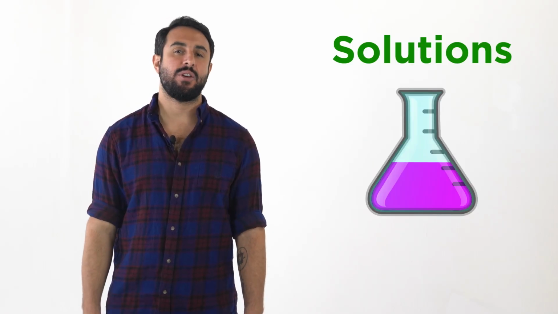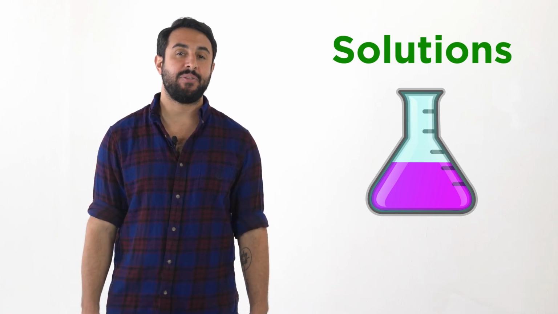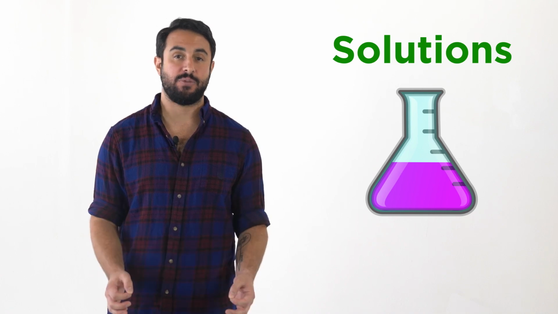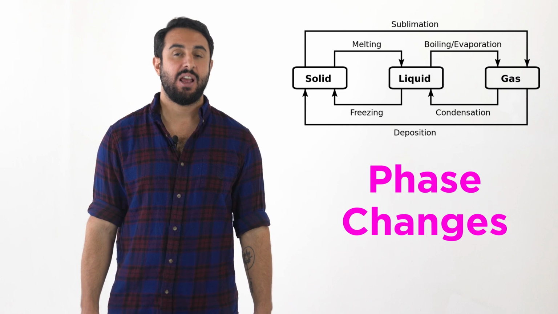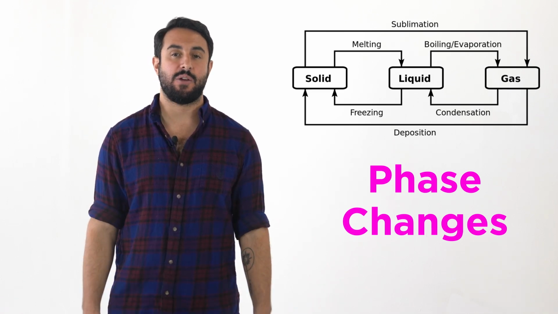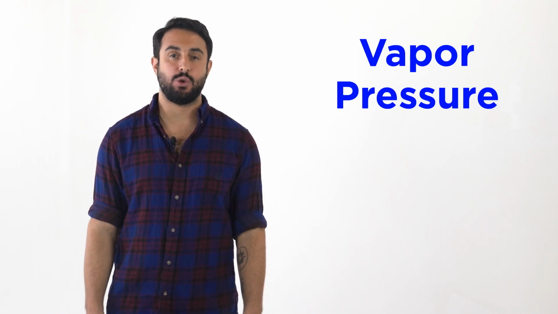It's time to begin to understand certain properties that solutions will display, because the behavior of a solution will be different from the behavior of a pure solvent or solute. This will be most evident during phase changes, as solute particles will interfere with the way that a solvent undergoes a phase change. Let's start by looking at the vapor pressure of a solution.